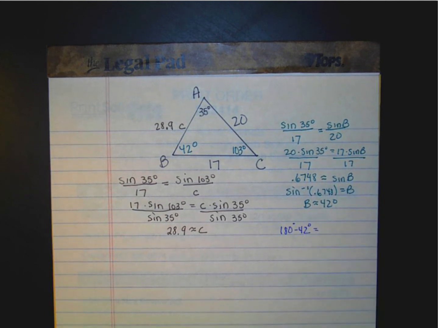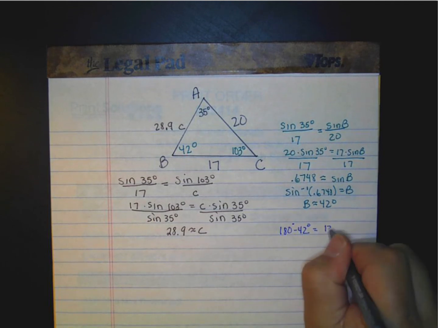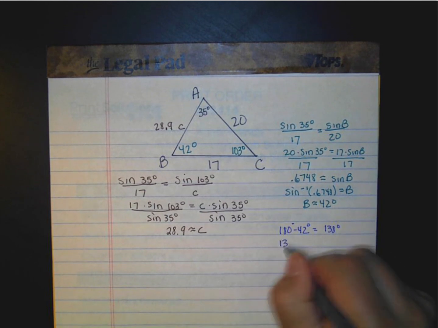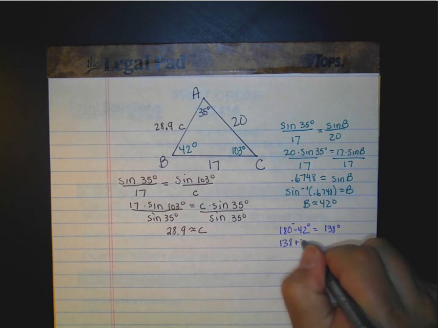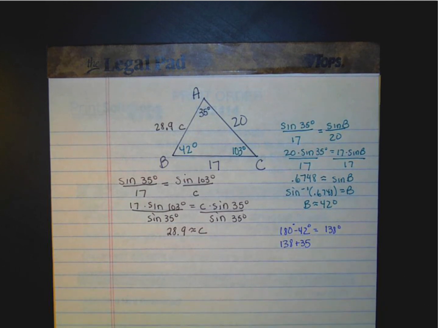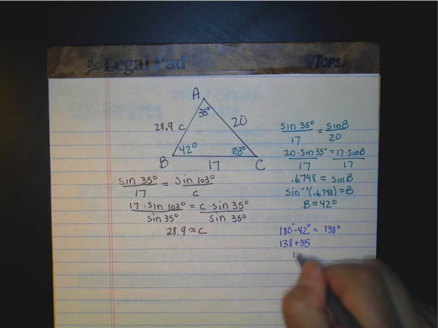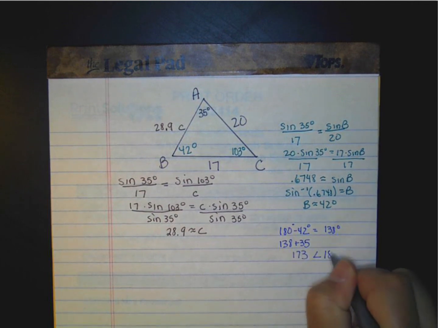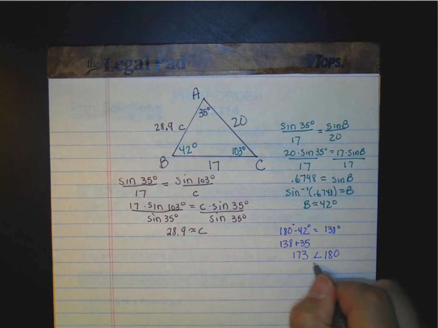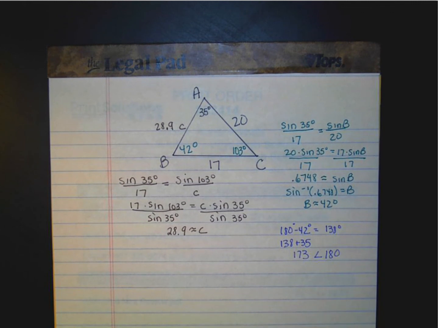Okay, and that's going to equal 138. So now look, 138 plus our original angle of 35, that's going to be 138 plus 35 is 173. See, 173 is less than 180. So that means we have a second triangle. Okay? That means we have another triangle. If this is less than, we have another triangle.